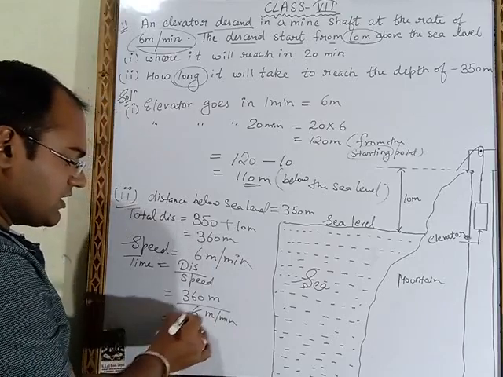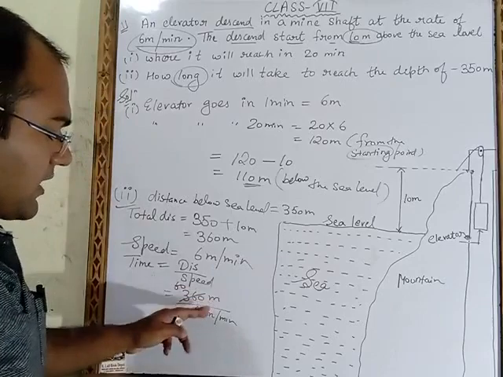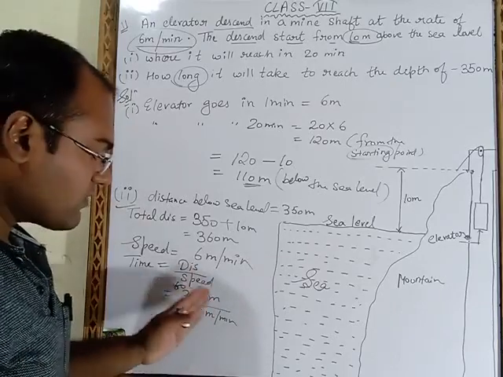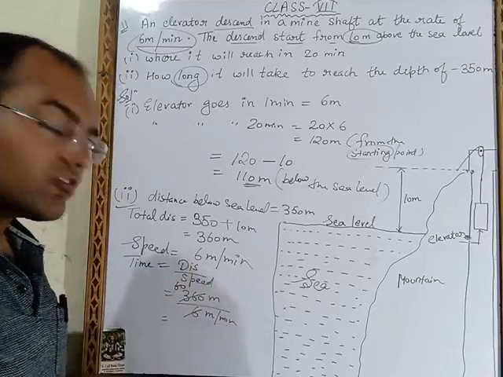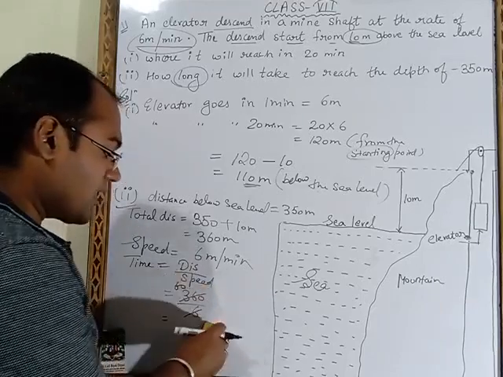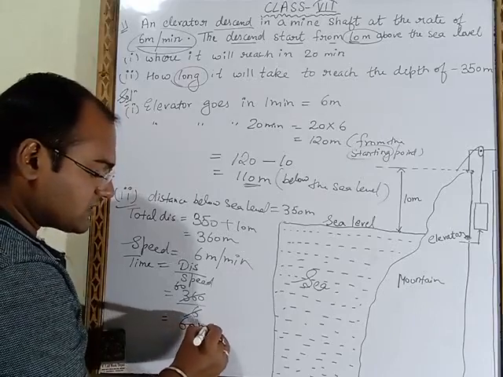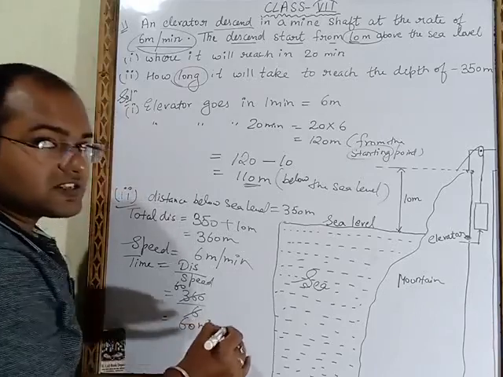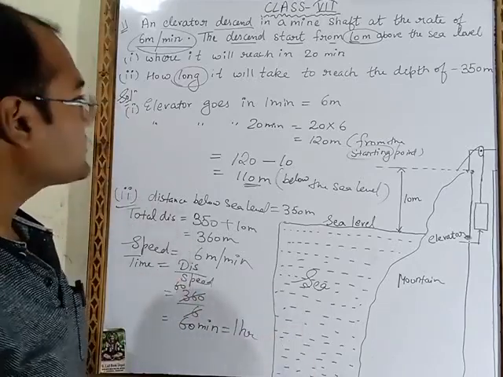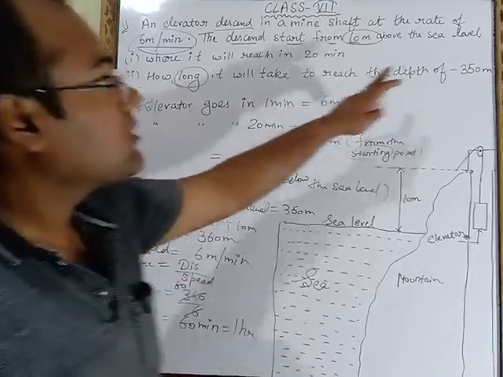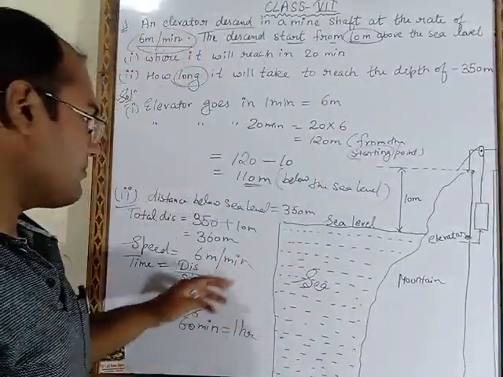Now you have to cancel these two, and 60, meter and meter will also get cancelled. What will be the remaining unit here? The remaining unit will be minute. So no need to write it here. We will just cancel these two and write the answer, 60 minute, and 60 minute is equal to 1 hour.